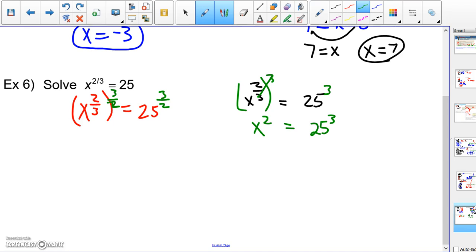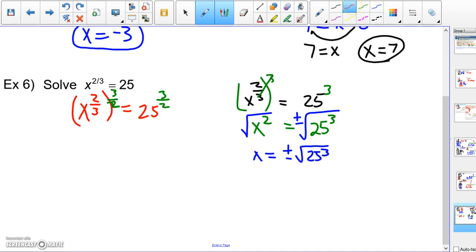We should know how to solve this at this point. If we're going to solve this equation, we're going to take the square root of both sides. So square root both sides. You have to remember plus or minus, though. That's kind of the trick that I think you would forget if you did it the other way. So we have x equals plus or minus square root of 25 to the 3rd.